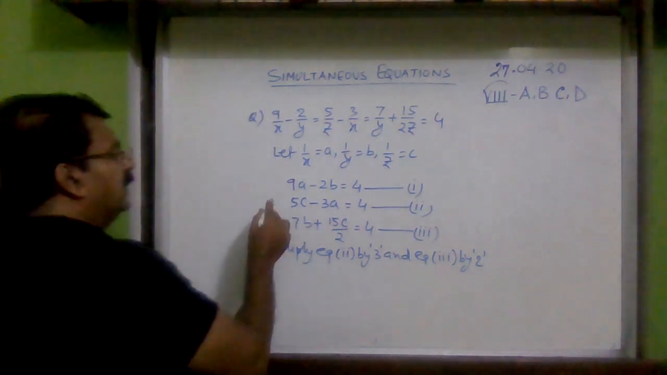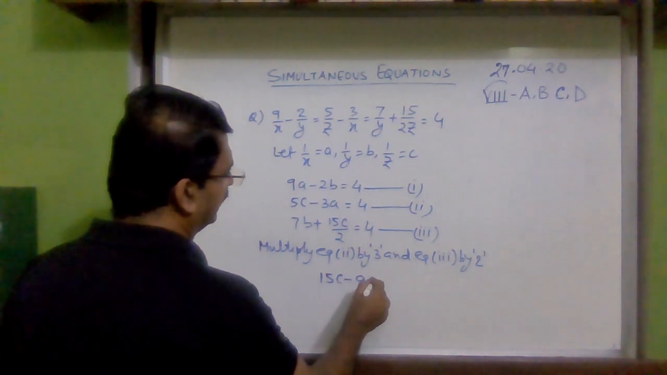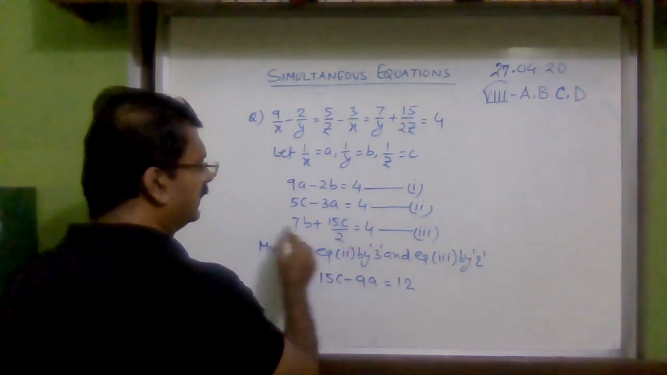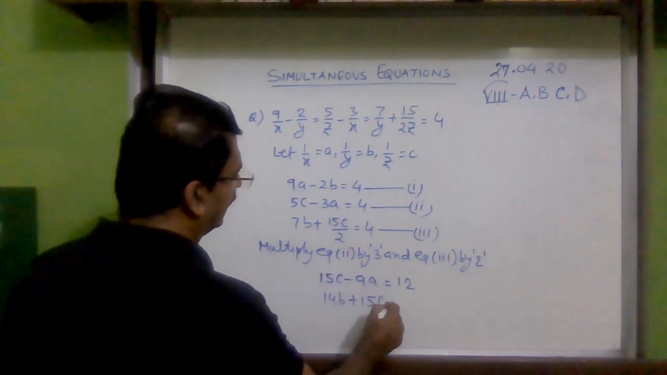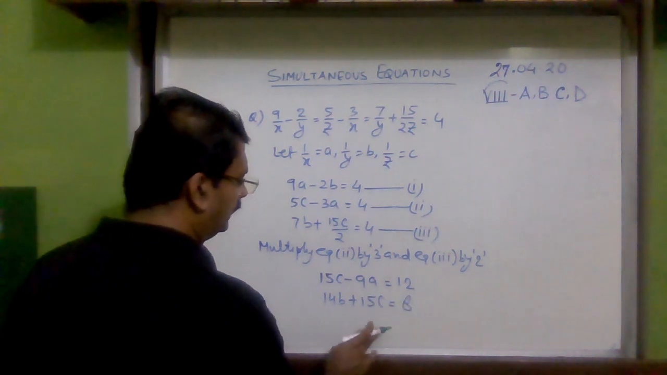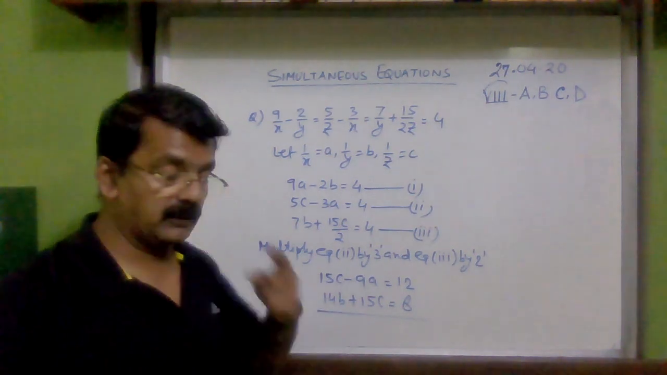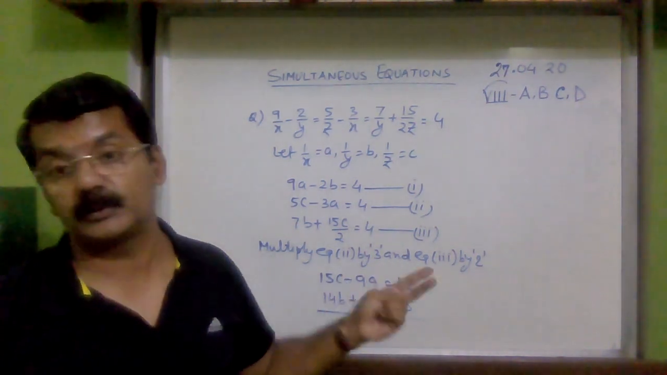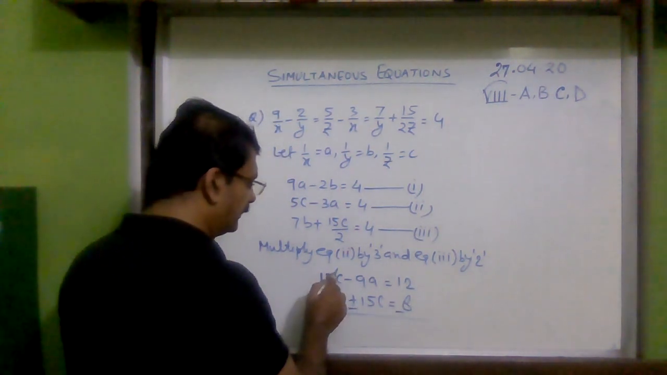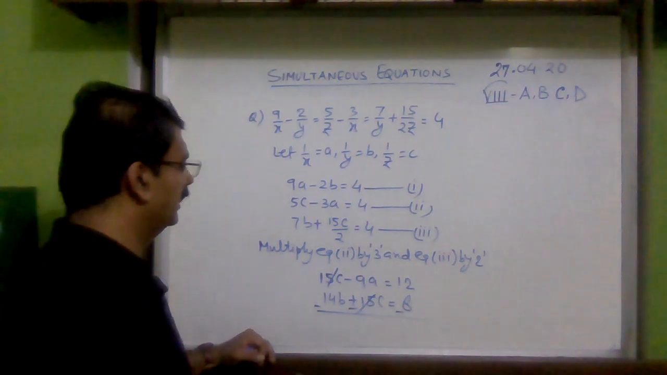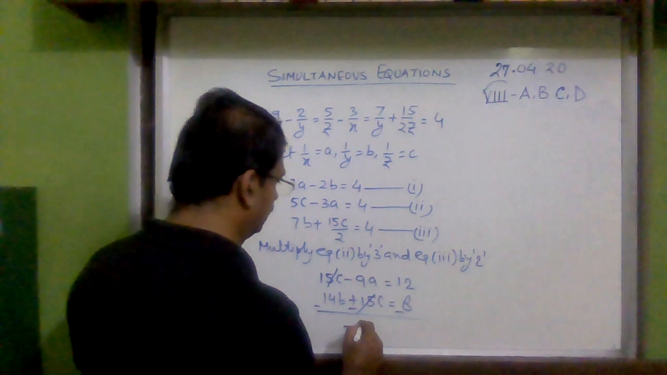Now see, when you multiply this equation by 3, it becomes 15c minus 9a is equal to 12. And multiply this by 2, then it will be 14b plus 15c is equal to 8. But you see, the coefficient of c becomes the same, and they have the same sign, so we have to subtract. Subtract means we have to change the sign. So it becomes negative, negative, negative. Plus 15c minus 15c cancels out.